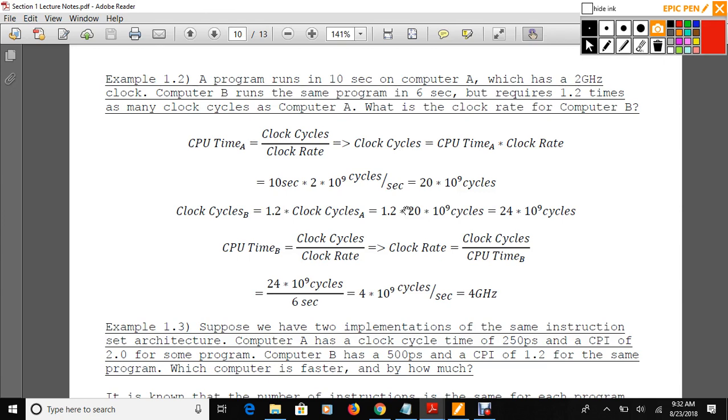Pretty simple. So this problem, example 1.2: a program runs in 10 seconds on computer A, which has a 2 gigahertz clock. Computer B runs the same program in 6 seconds, but requires 1.2 times as many clock cycles as computer A. What is the clock rate for computer B? Before we go into the actual solution, what's a potential issue with clock rate and cycle time that we were talking about yesterday?